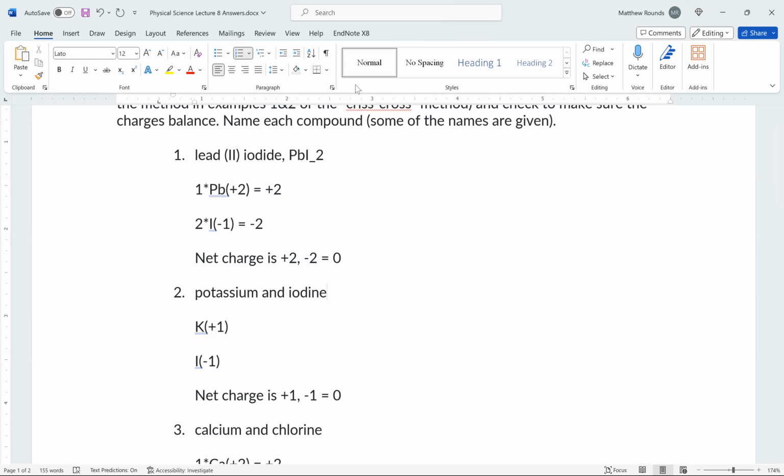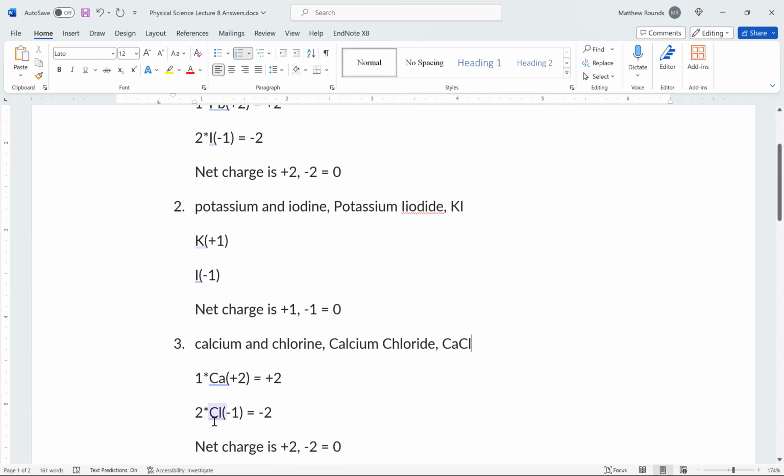Now potassium and iodine, the chemical name is potassium iodide, and its chemical formula is just KI. 1 K and 1 I. Got it. And you can see the formula here. For the next one, it's going to be calcium fluoride. I don't make the rules. And then you need two Cl, so I'm going to put a little underscore 2 there to indicate that you need 2 of them.